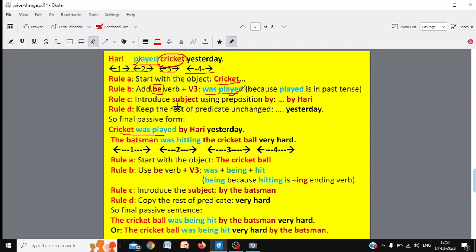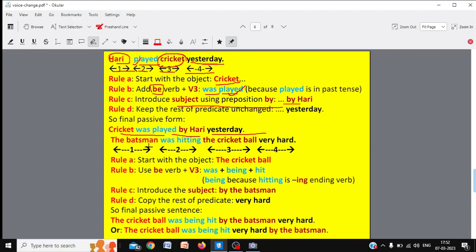Then introduce a subject using by. Hari is the subject and you add by, so you get by Hari. So cricket was played by Hari, and the rest of the predicate, just copy it as it is. So the rest of the predicate, yesterday, copy it as it is. So we get cricket was played by Hari yesterday.